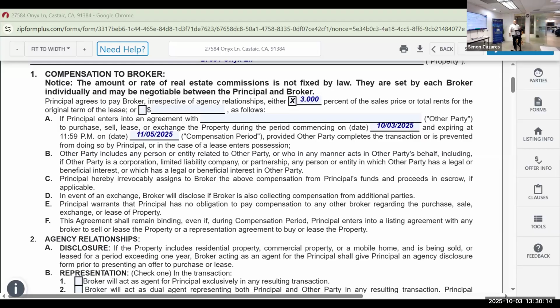Okay, so the way you can navigate this is a couple things, right? You can say to the agent, to the seller, look, I happen to find someone that's interested. Okay.